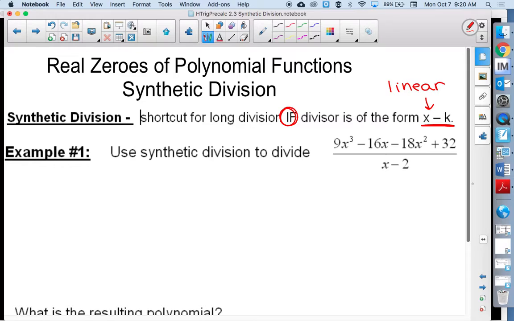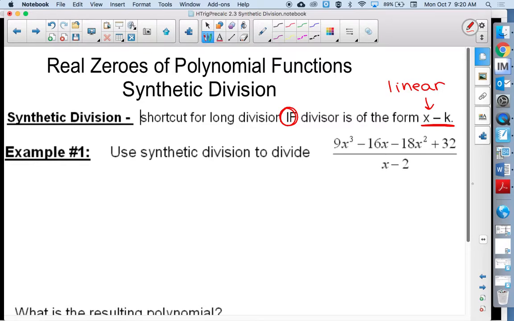It's okay to divide with anything that's linear. So it's a shortcut for long division only when the divisor is in the form x minus k. So the k would represent this 3 value. That would represent your x-intercept, or your 0, whichever way you want to think of it.